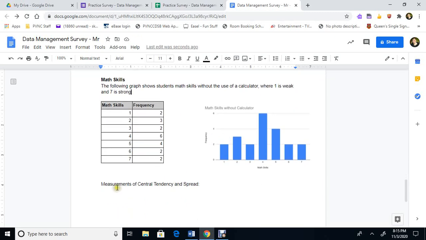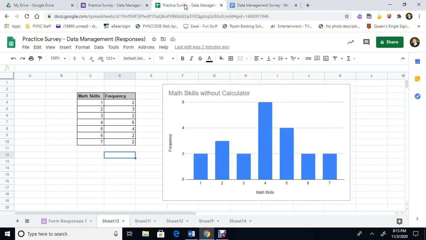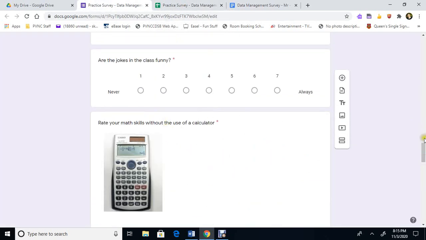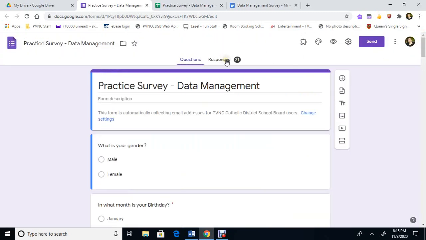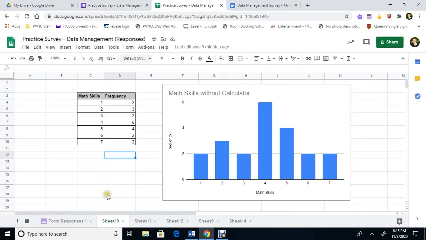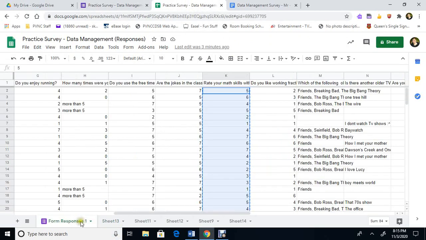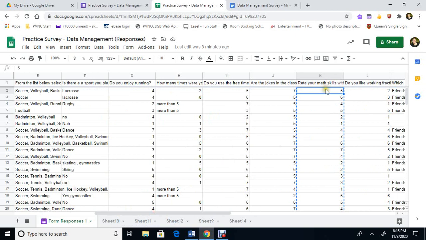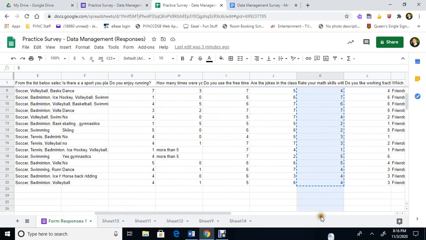Now we're going to find down here the measures of central tendency. So here's what we're going to do. We're going to go back and find the calculator question in the form responses here. We're going to find it, rate your math skills, right here. I'm going to highlight this whole column, rate your math skills. When we look through here, we'll figure out which column it is, so it's this one, and we're going to highlight this entire column.